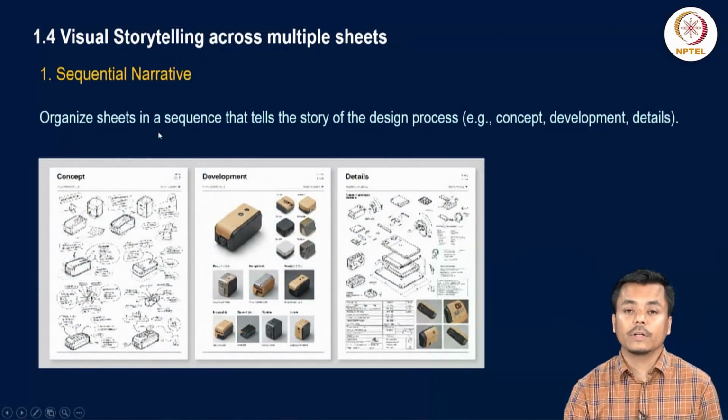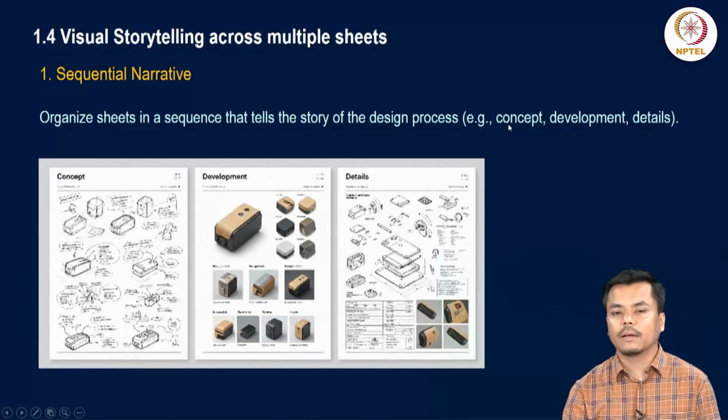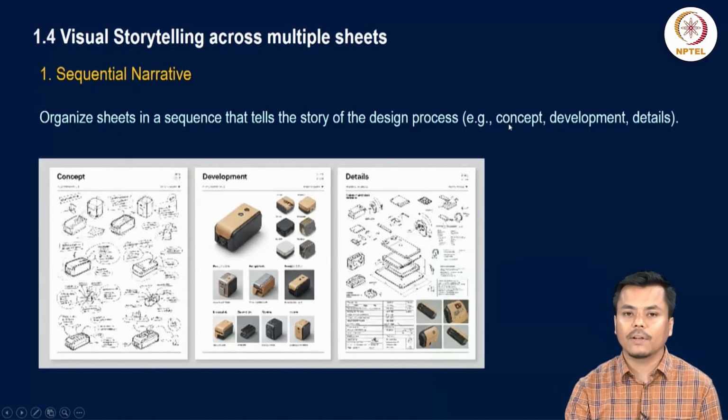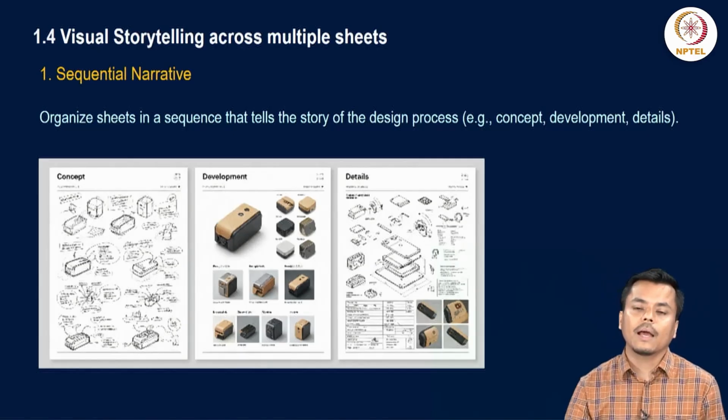For visual storytelling, you have to follow a sequential narrative. Organize sheets in a sequence that tells the story of the design process. For example, you start with the concept, then the single line floor plan, showing how it is developed based on the zoning or bubble diagram. Then you show the details about the double line floor plan and the other details which will follow, like elevation, section, and the other detailed drawings.